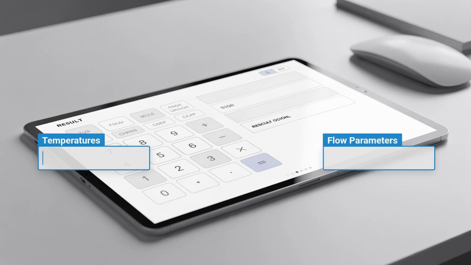Then input your flow parameters. Hot mass flow rate in kilograms per second, hot specific heat in kilojoules per kilogram Kelvin, cold mass flow rate in kilograms per second, and cold specific heat in kilojoules per kilogram Kelvin.